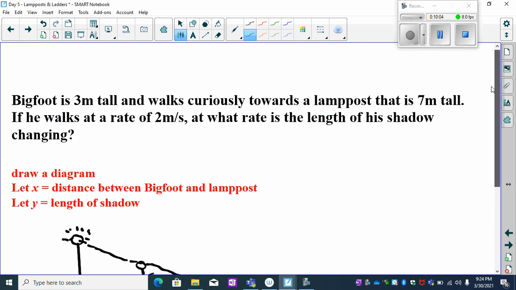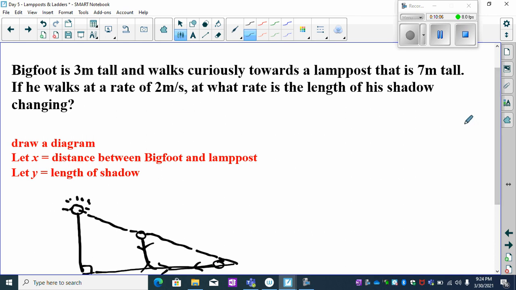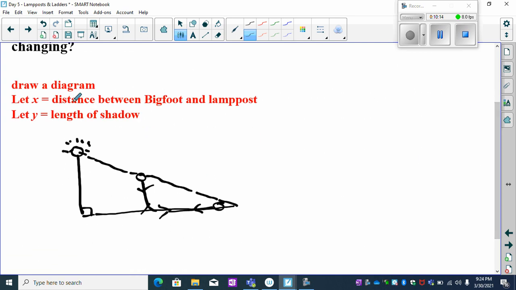Now, if we look to the question, we have some variables that we need to fill in, and we have some information given to us. It says that we're going to let x be the distance between Bigfoot and the lamppost. So I'll fill the x here. Now remember, that distance is going to change. Bigfoot will be walking towards the lamppost, so that distance will be getting smaller. It'll be a negative. Or he'll be walking away from the lamppost. That distance from the lamppost would be getting bigger. In that case, the dx over dt would be a positive. And y represents the length of the shadow.